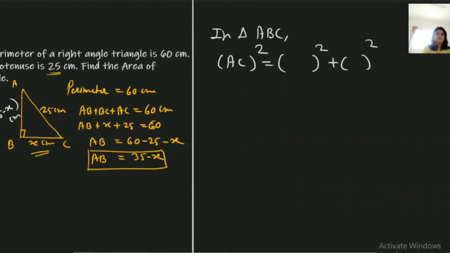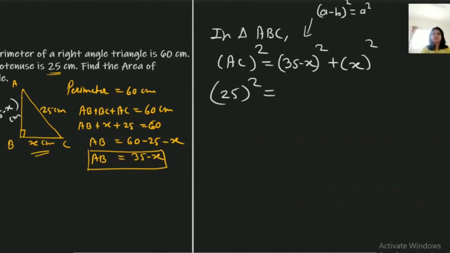So here I'm going to write the sides: 35 minus x, and the second side is x. Let's solve it. As we know, AC is 25 square, equals 35 minus x square plus x square. We will use here one identity. The identity is a minus b bracket square, which is equal to a square minus 2ab plus b square. Let's use this identity here.